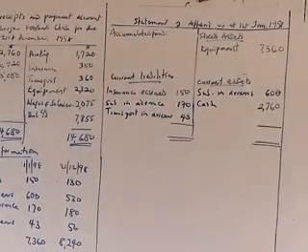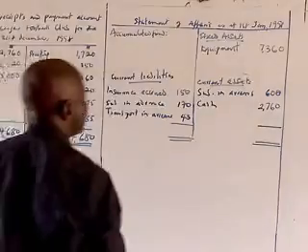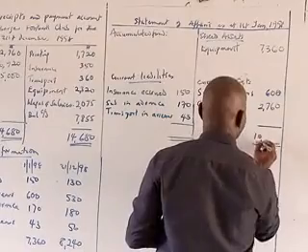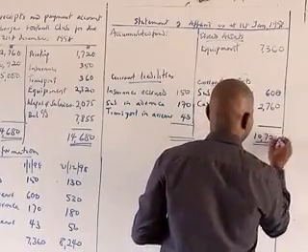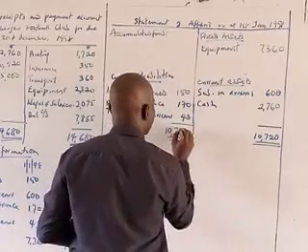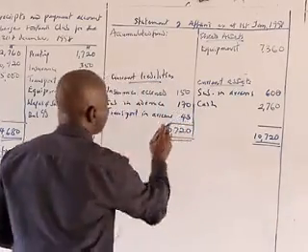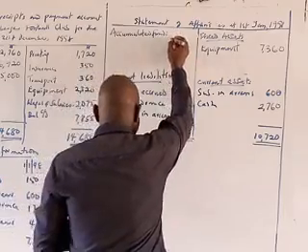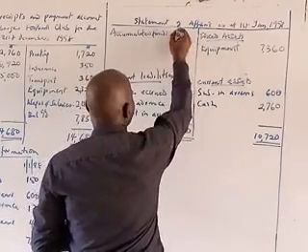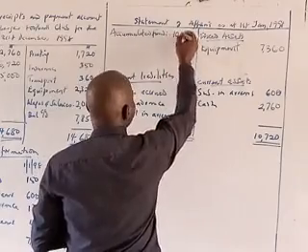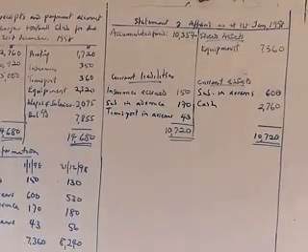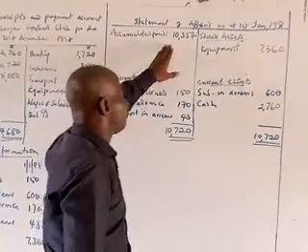When you add the figures together, you will have 10,720. Am I correct? 10,720. If you subtract the liabilities from this, what we are looking for is our accumulated fund, which now gives us 10,357. So that's our accumulated fund.